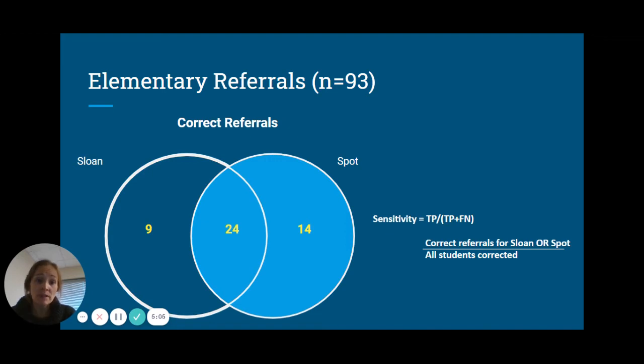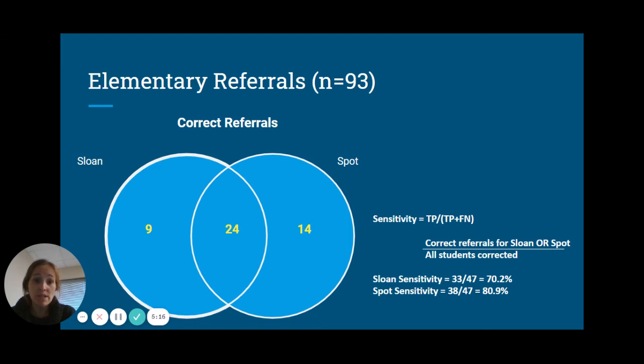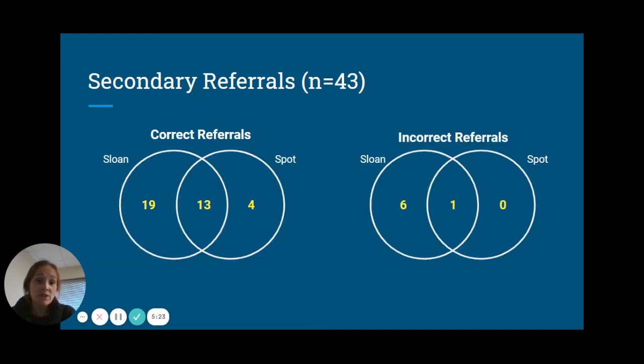Then we repeat that calculation for the spot. And there were 24 plus 14 correct referrals for the spot, or 38 correct referrals. So we divide that number by the total number of correct referrals, 47, to get the sensitivity of the spot, which is 80.9%.